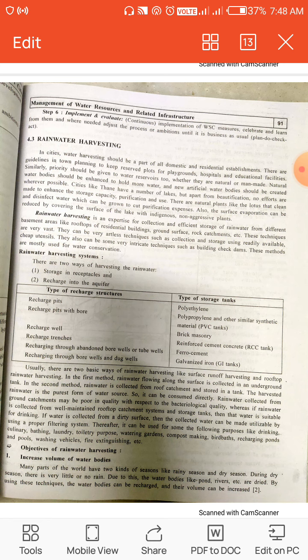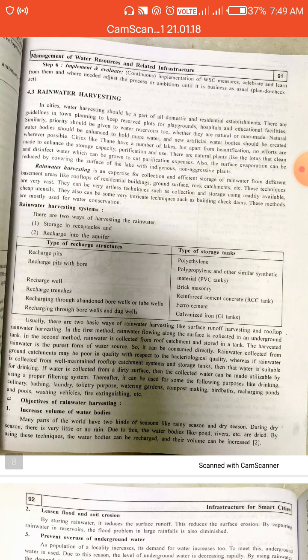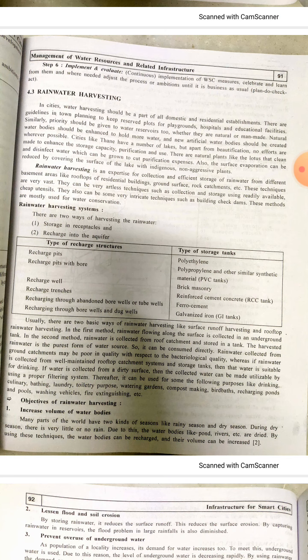And types of storage tanks. So here polyethylene and other similar systematic material PVC tanks, and brick masonry tank, or construct an RCC tank, or construct a ferro cement concrete tank. And last one is a galvanized iron tank, so it's called a GI tank. So we construct the tank and we save the water in a water tank. And in a recharge structure we recharge the water, like we increase the groundwater level.